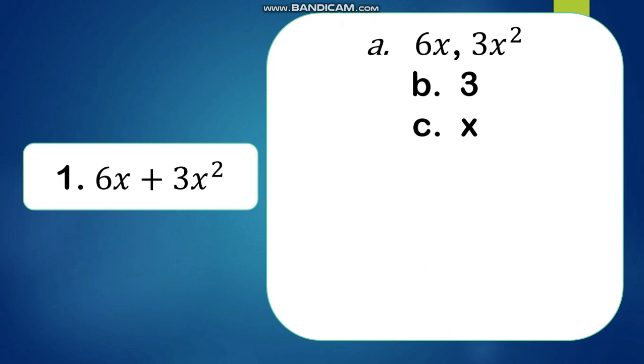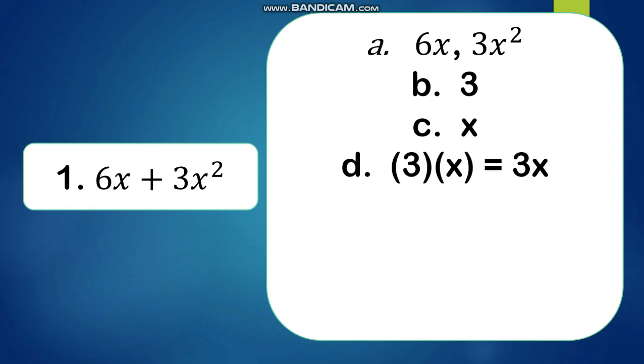Third step, find the greatest common factor of the literal coefficient. So our literal coefficients are x and x squared. And let us think of a variable that can divide both x and x squared, and that is x. Because x divided by x is 1, and x squared divided by x is x. So our greatest common factor of the literal coefficient is x.